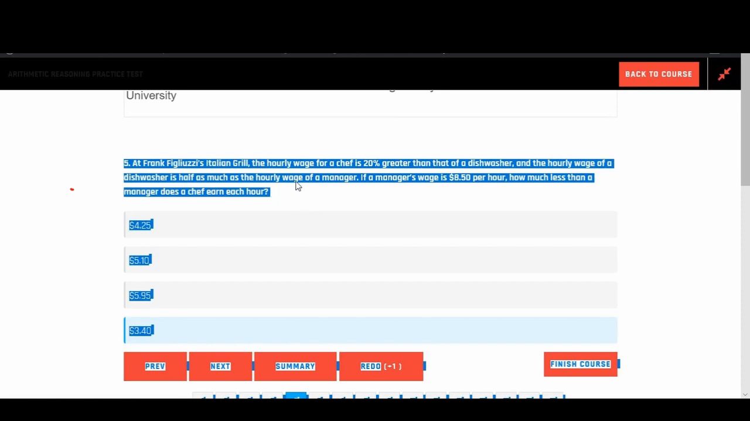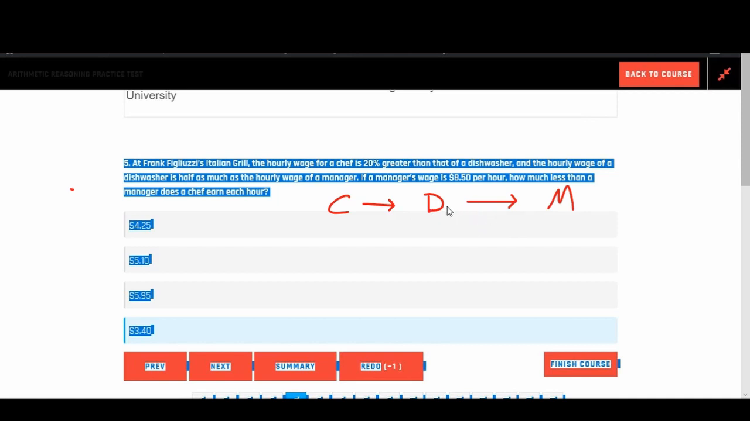At Frank's Italian Grill, the hourly wage for a chef is 20% greater than that of a dishwasher, and the hourly wage of a dishwasher is half as much as the hourly wage of a manager. If a manager's wage is $8.50 per hour, how much less than a manager does a chef earn per hour? So we're given chef, a dishwasher, and a manager.